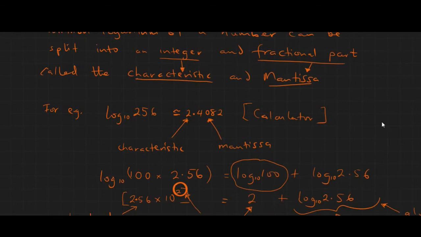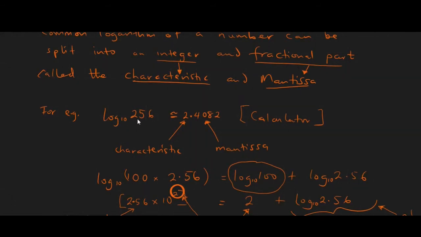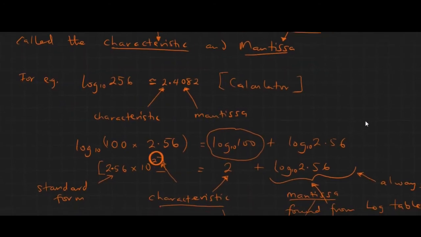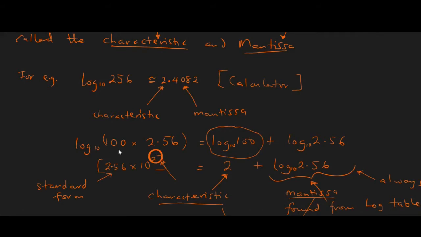So for example, if we were to find the log to the base 10 of 256 using a calculator, we will get 2.4082 approximately. The 2, or the integer part, is called the characteristic, and the decimal fraction part, 0.4082, is called the mantissa. We can express this same problem using a power of 10 multiplied by a certain number. So we can express the common logarithm of 256 in the form log to the base 10 of (10 raised to the power 2 times 2.56).